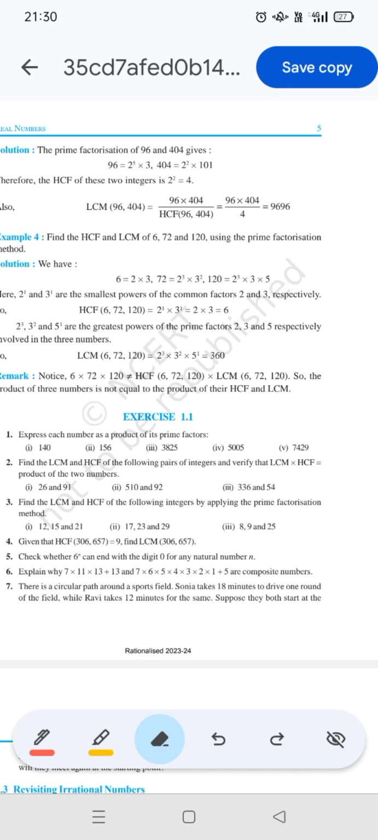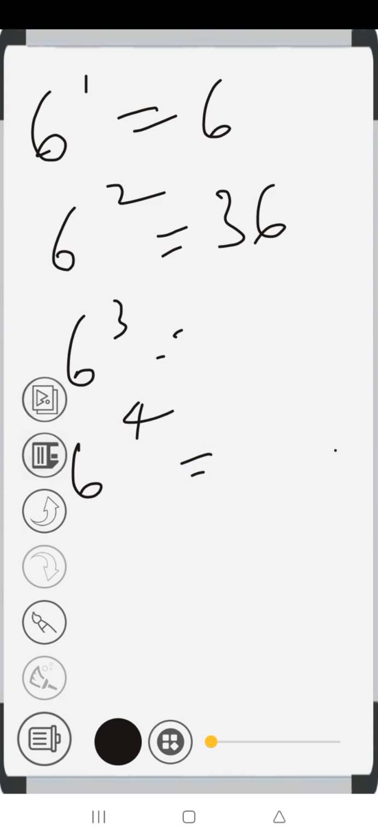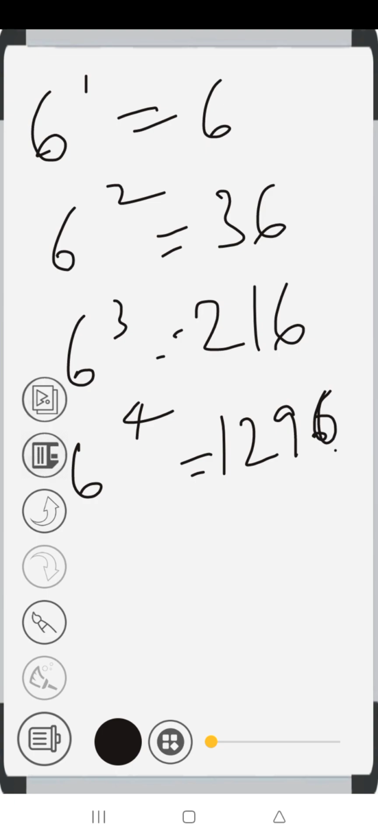Check whether 6 power n can end with the digit 0 for any natural number n. Natural numbers means we have to consider only from 1. So checking, 6 power 1 is 6, 6 power 2 is 36, 6 power 3 is 216, 6 power 4 is 1296. If we see the pattern, we know that 6 is a multiple of 3.